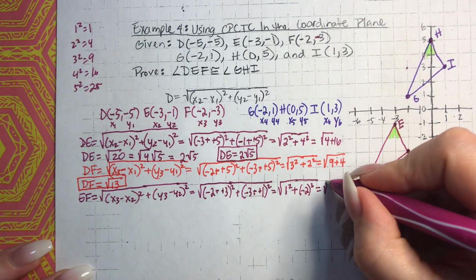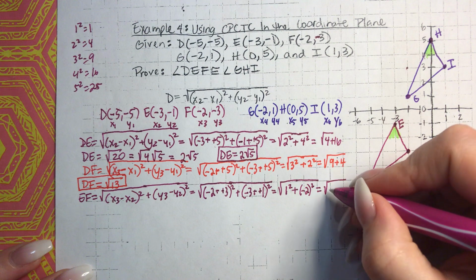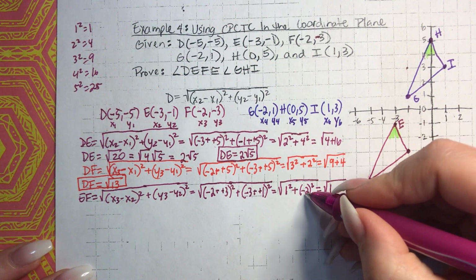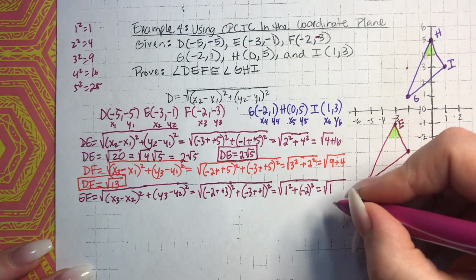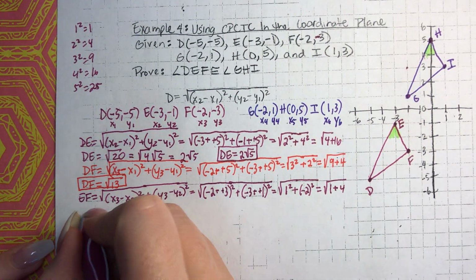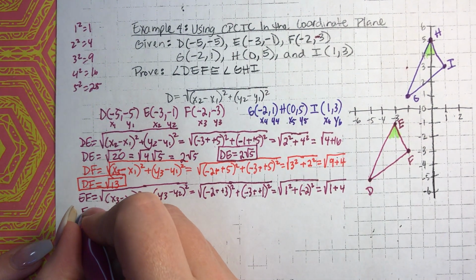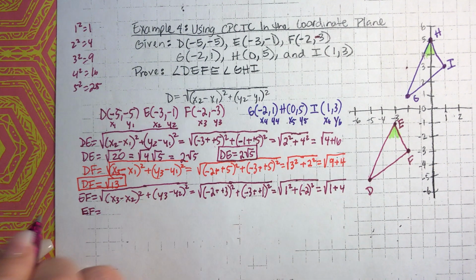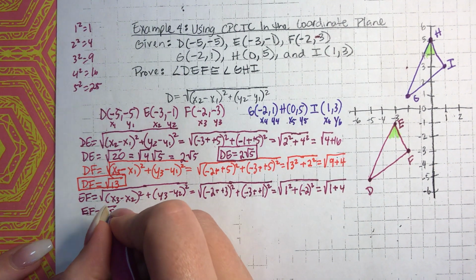1 squared is the same thing as 1 times 1, which is 1. And then negative 2 squared, negative 2 times negative 2. Our answer is going to be positive. 2 times 2 is 4. So there we have it. EF is equal to the square root of 5.